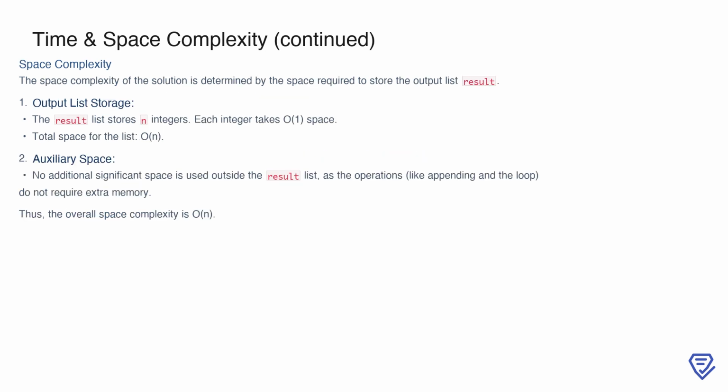The space complexity of this solution is primarily determined by the memory required to store the output list, result. Since the list contains exactly n integers, where each integer takes constant space, the total space for the list is O(n). Additionally, no significant auxiliary space is used outside of the result list. The operations performed, such as appending integers and iterating through the loop, do not require any extra memory. As a result, the overall space complexity of the solution is also O(n).